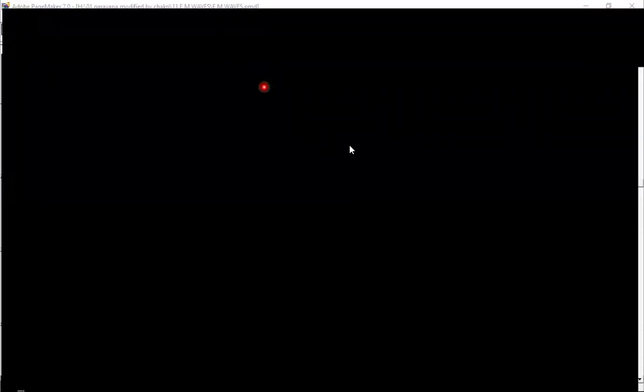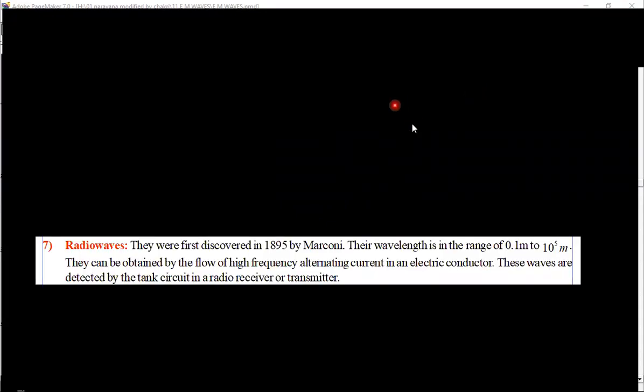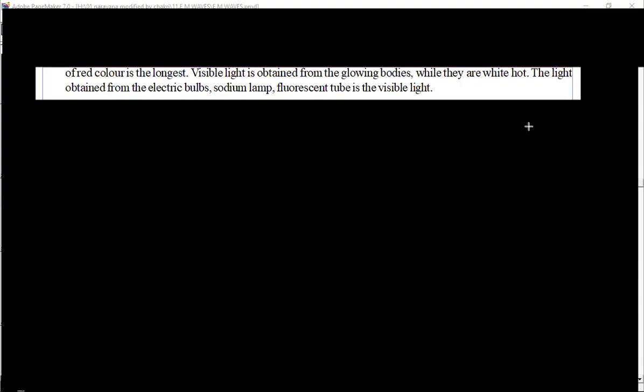Let's move ahead. So it was in the visible region. We have seen that violet color has the least wavelength, whereas the red color has the longest wavelength. Visible light is obtained from glowing bodies while they are quite hot. The light obtained from the electric bulb, sodium lamp, fluorescent tube is visible light.